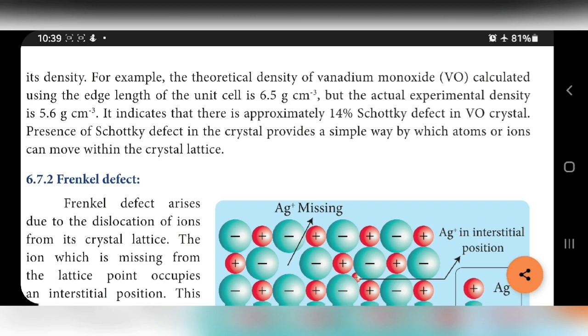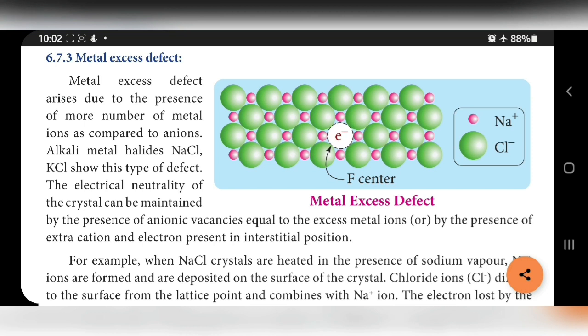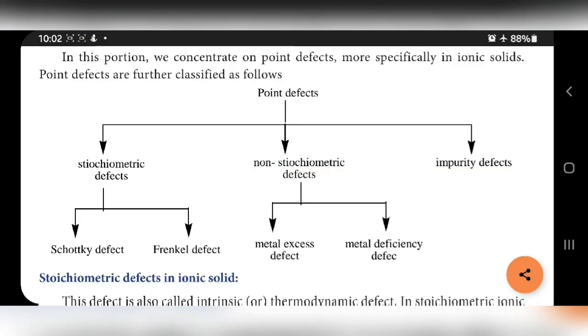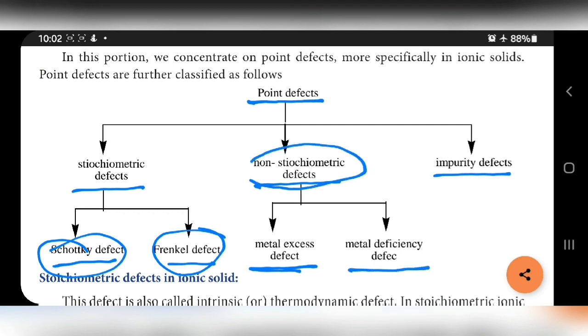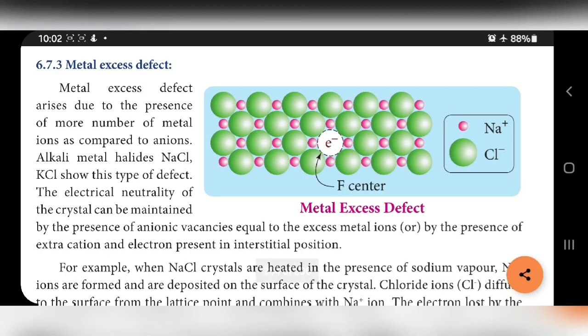Schottky defects over. Next topic, metal excess defect. Already you know the classification of point defects. It is classified into stoichiometric defect, non-stoichiometric defect and impurity defect. Stoichiometric defect is classified into Schottky and Frenkel. Already we have finished both these defects. Now we are going to learn metal excess defect, and next one, metal deficiency defect. Both come under the category of non-stoichiometric defect. So next topic is metal excess defect.